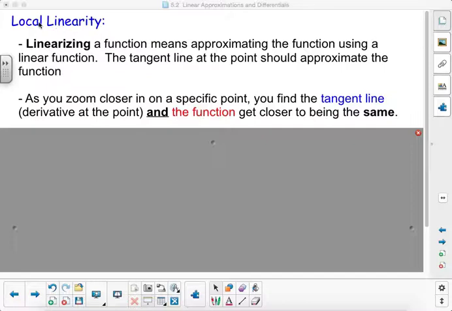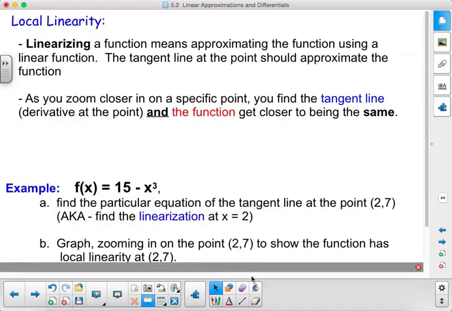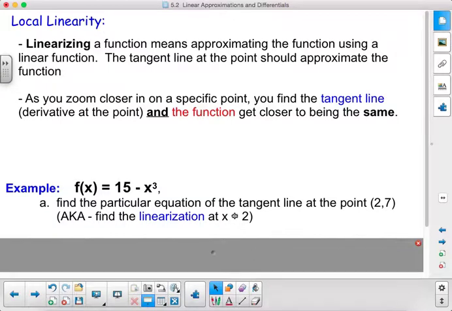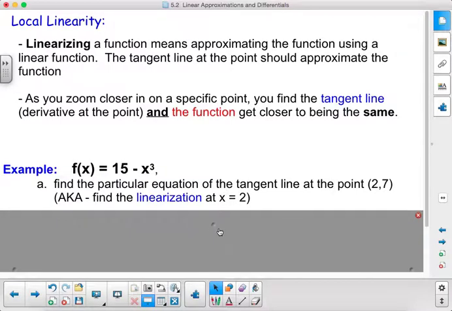And the reason they call it local linearity is because we are going to zoom in at our point. So what actually happens when we zoom in at that tangent line, at that specific point on my function, is that the tangent line and the function look exactly the same. They look like a straight line. And I'll show you an example of that here before we move on.